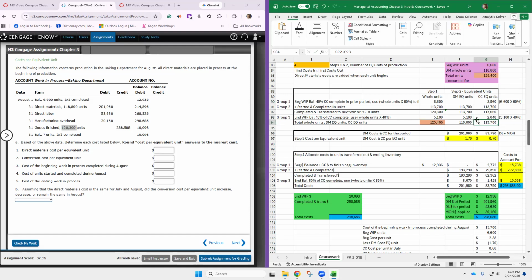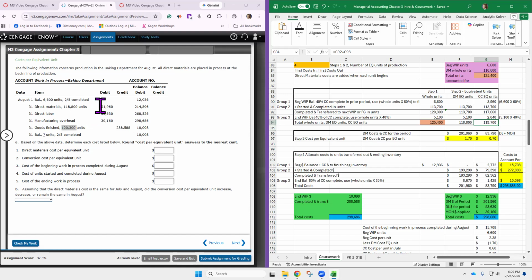And then we add down. Okay, so when we add down, these are total units. This is your direct materials EQ units and your conversion cost EQ units. Yep, these are very important numbers. Okay, because we're getting ready to apply some costs now. Now that we know what our equivalent units are based on direct materials and conversion, we can figure out the cost per equivalent unit. So let's go up here and see.